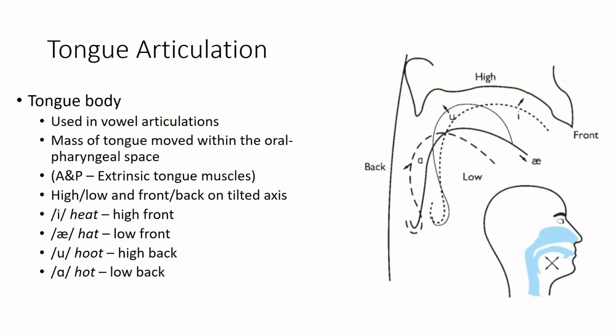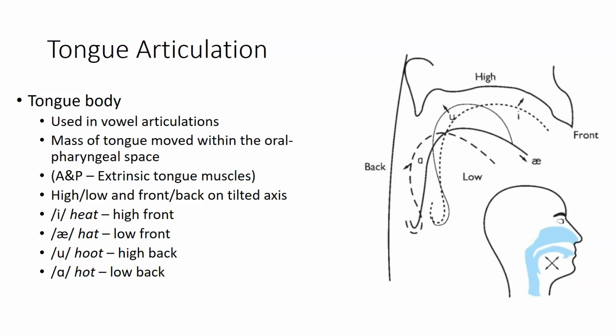The tongue body is used as an articulator for our vowels. This involves moving the mass of the tongue around within the oral and pharyngeal space. In anatomy, you learned about the extrinsic tongue muscles that make this movement happen, like the hyoglossus and the genioglossus, the styloglossus and the palatoglossus.